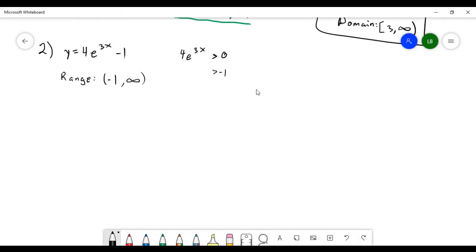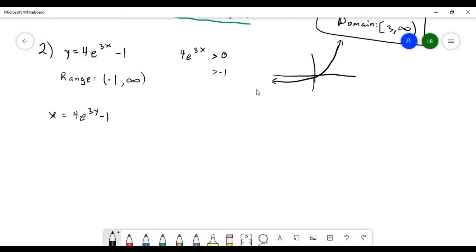And if we were to sketch this out, you can recall the basic shape of an exponential graph. It's kind of like this. In this case, I'm shifting it down 1, but it's clearly 1 to 1, and it passes the horizontal line test. So it should have an inverse. Now our next step is going to be to switch x and y. So we have x equals 4e^(3y) minus 1. And now we need to solve for y.